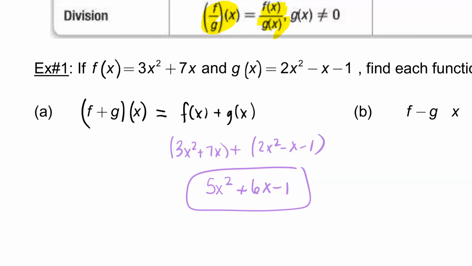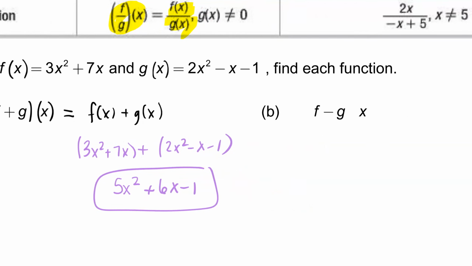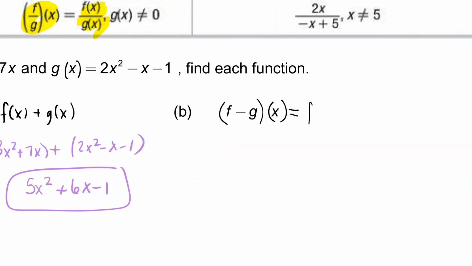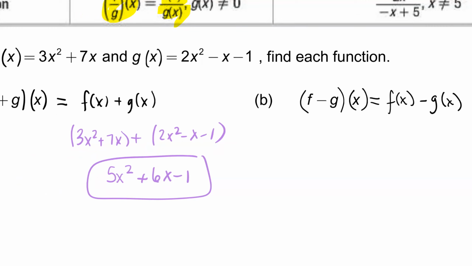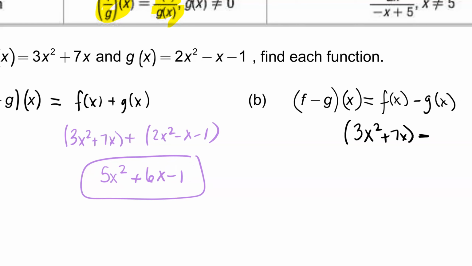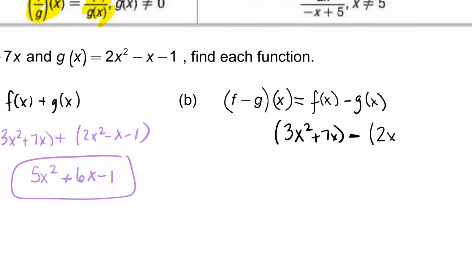Okay, let's do the next one. What is this next one asking us to do? F minus g of x. Subtract the two functions. This is the same thing as saying f of x minus g of x. So parentheses are your friend. Don't forget them. I'm taking 3x squared plus 7x and subtracting my g of x.